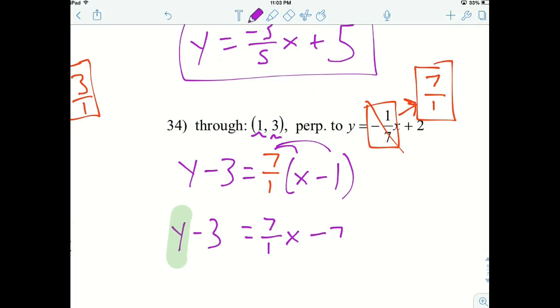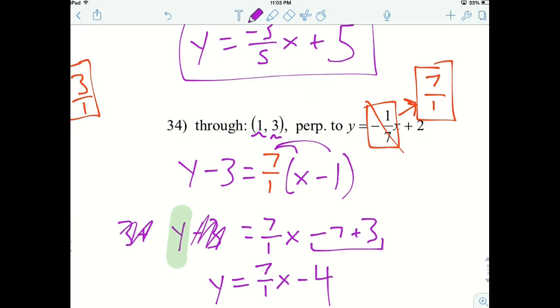We want to get y alone to finish this out, so we're going to add a positive 3 to both sides. Those reduce, leaving us with y equals 7 over 1x. These will combine like terms, so we're going to get a negative 4. Negative 7 and a positive 3, the negative dominates, so it's going to be a negative 4. You'll notice that for my constant, my y-intercept, I like to leave it as a whole number. For my fraction, my slope, I prefer to leave it the way it is so that it's easier to count out if I were going to graph that.